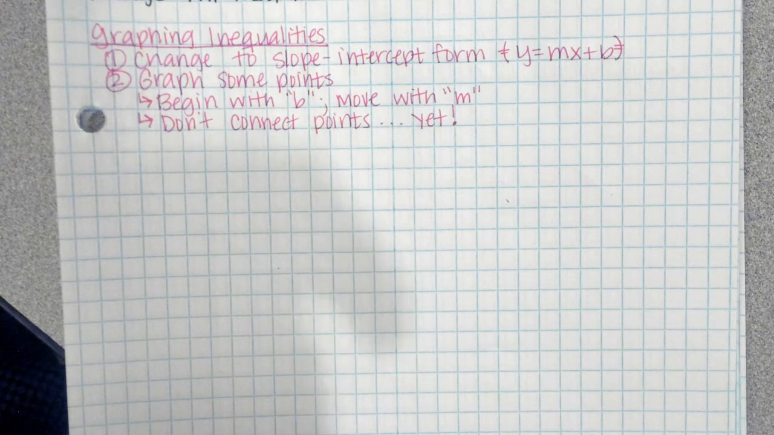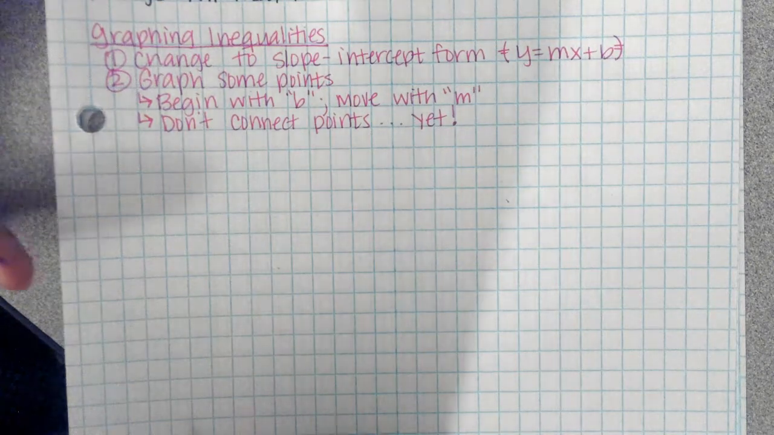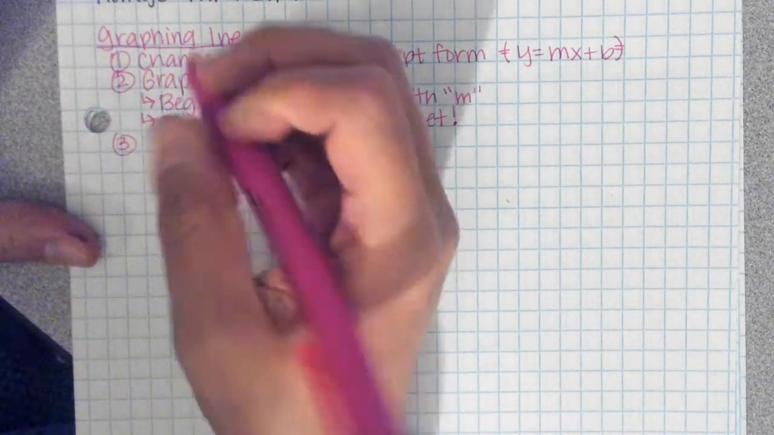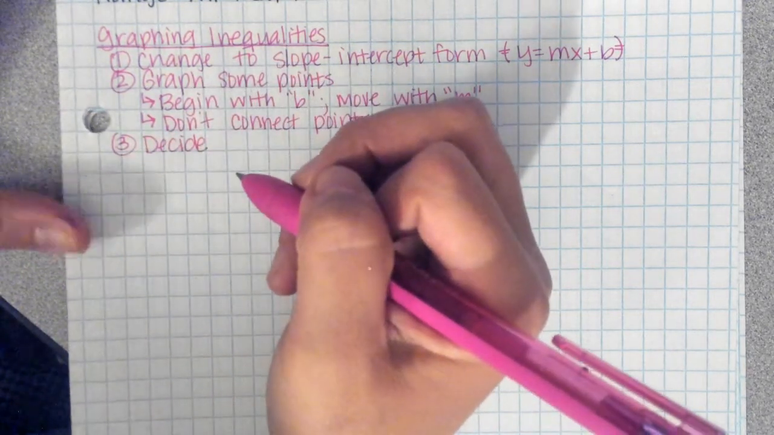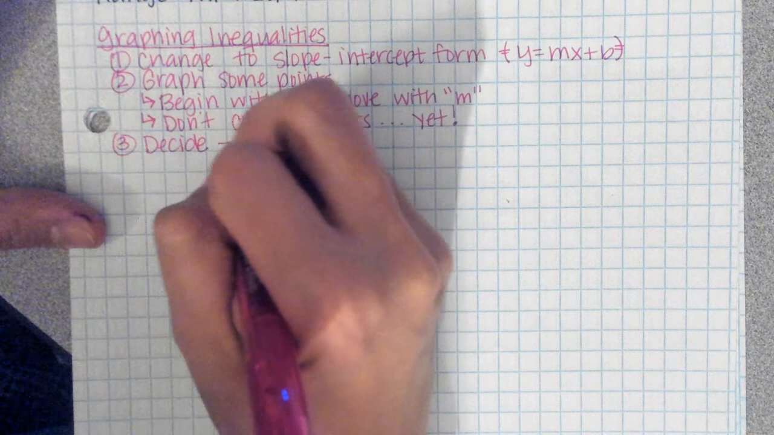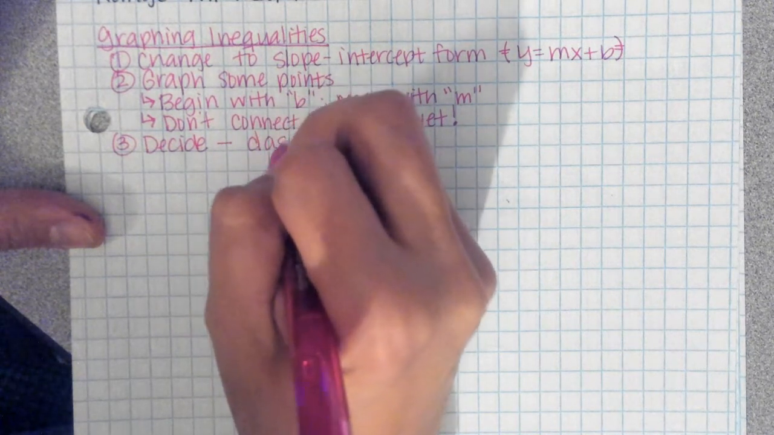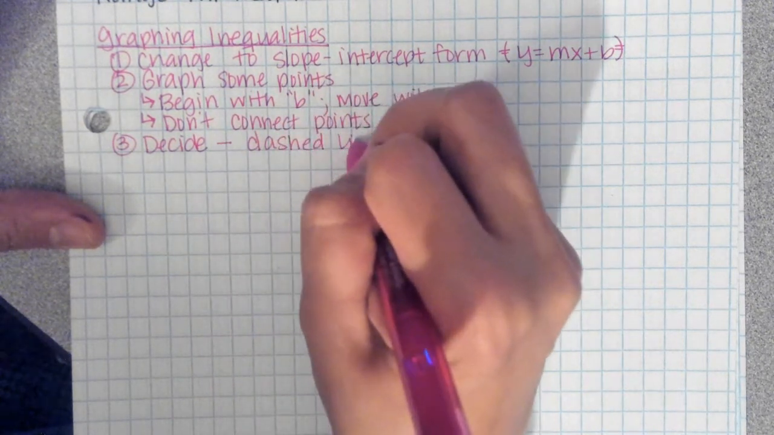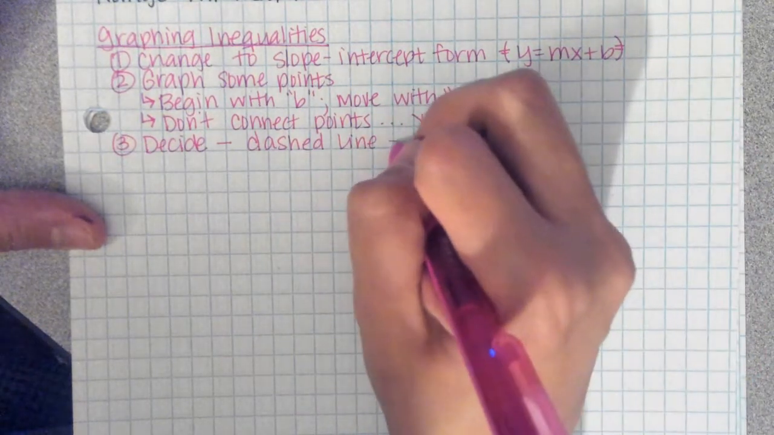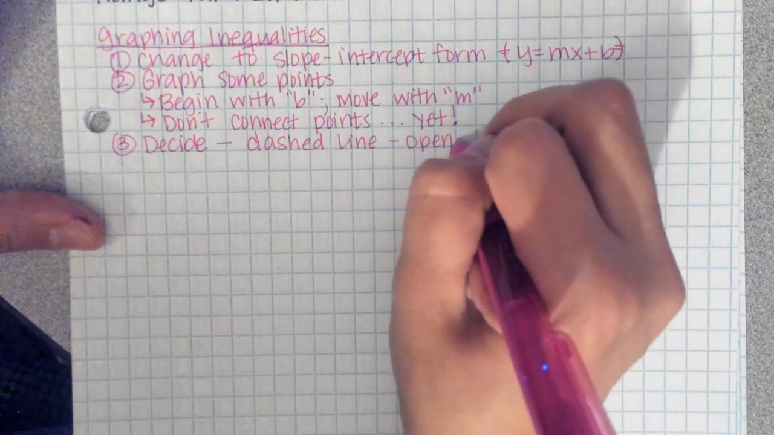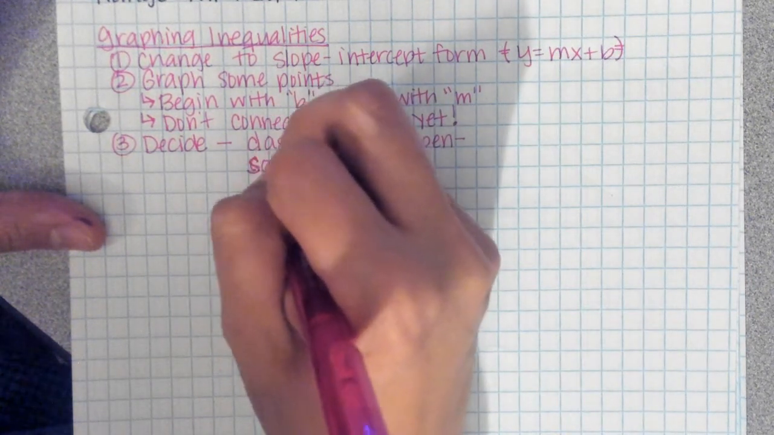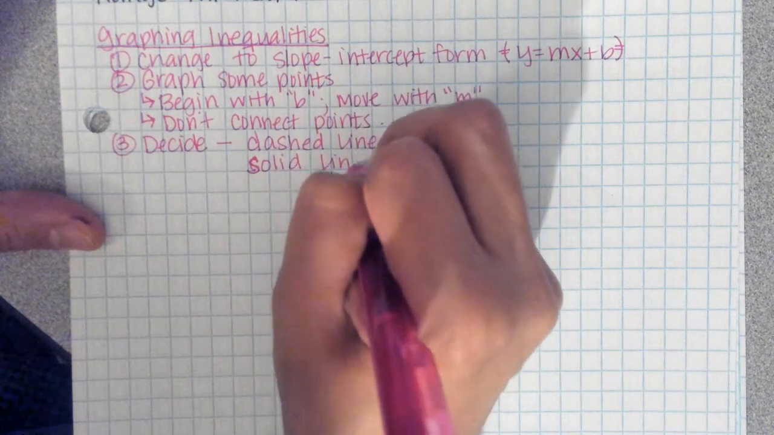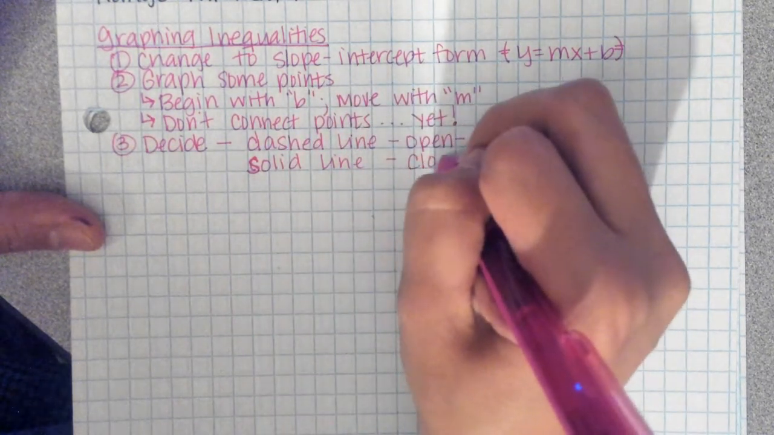All right, and here's where it gets a little different. Not horrible, just different on what you have to do. So step 3, you get to decide: is it going to be a dashed line? Which I want you to think of the words open for that, and you'll see why in a little bit. Or is it going to be a solid line? I want you to think of the word closed for that.